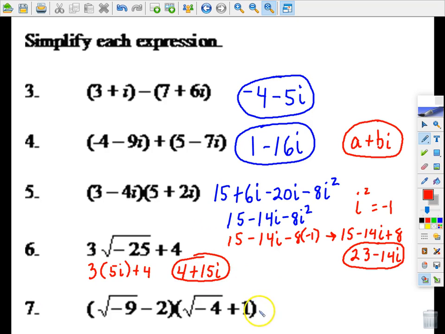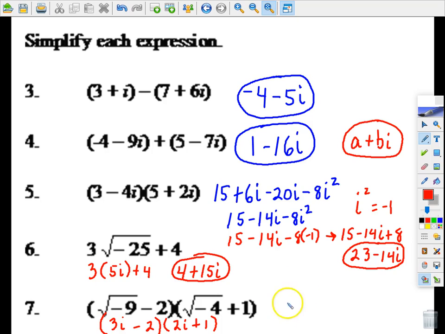On number 7, I gave you a note. I didn't include that note on here, but I gave you a note on your review sheet to make sure you simplify these radicals first. Don't just jump in and use FOIL with these radicals, because you technically cannot multiply these radicals since they're not real numbers. So let's change them into the number i form. So the square root of negative 9, of course, is 3i minus 2. And the square root of negative 4 is 2i plus 1.